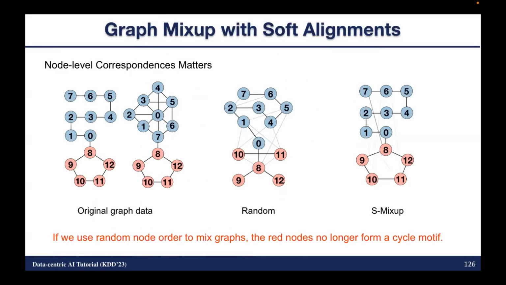And one of the advantages of this method is it can preserve the cycle motif in the original graph. For example, in the experiments, the left figure is the original graph data, and if we just do the random mix up, we can find that it lost the cycle motif in the original graph. But if we use our method, the S mix up, we can preserve this cycle motif, which is a very important subgraph in the original graphs.